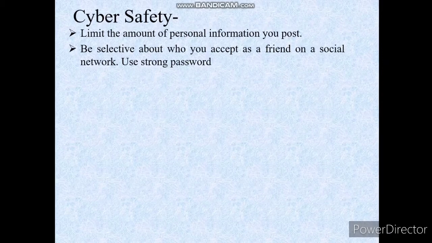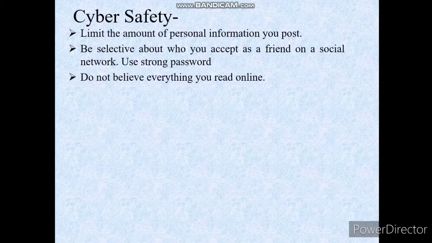Next is, do not believe everything you read online. All online material is not authentic.